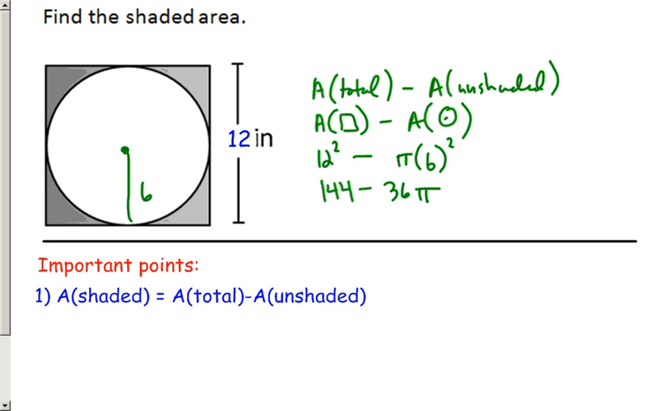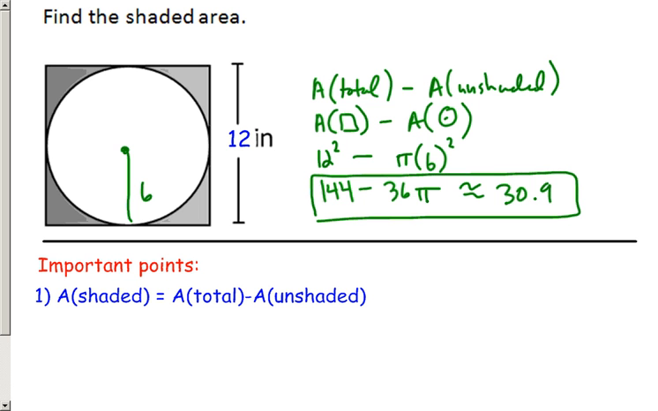You can leave it like this. If you want a decimal equivalent, 144 minus 36 pi comes out to 30.9. And that would be your area. And since the sides are in inches and you're talking about area, you're talking about square inches. And when you did that, you just found the area of all 4 of these little boomerang-looking shapes in the corner. Okay?